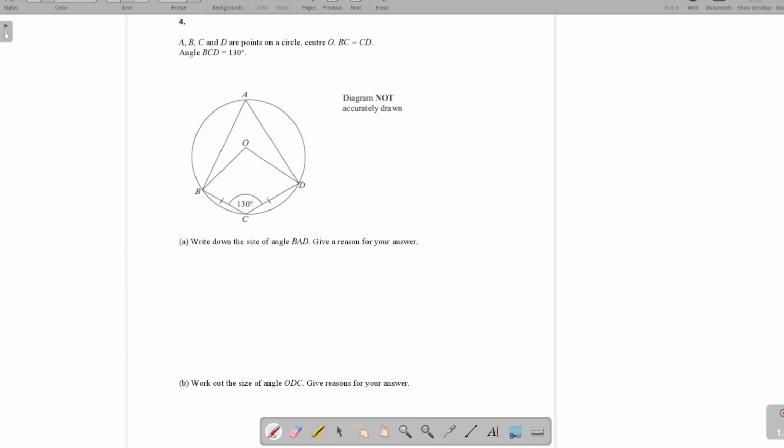Let's go to the next question. Question 4. ABCD are points on a circle. Center O. BC is equal to CD. Angle BCD is 130. Write down the angle BAD. So this is a cyclic quadrilateral. In a cyclic quadrilateral, opposite angles add up to 180. Therefore, BAD is 180 minus 130, which is 50.